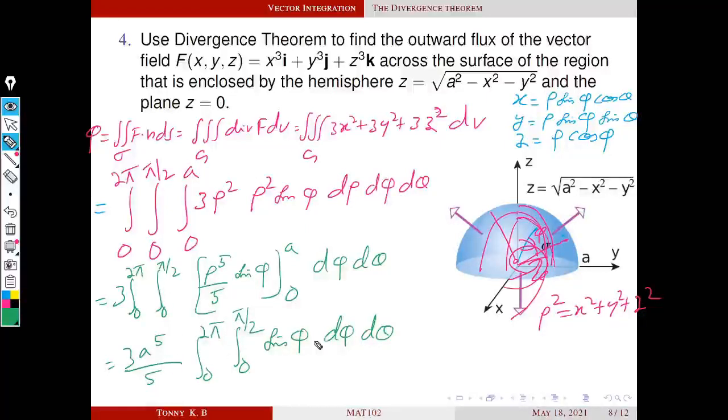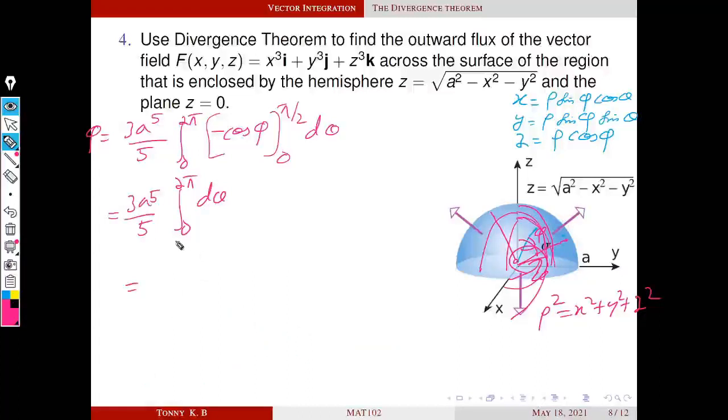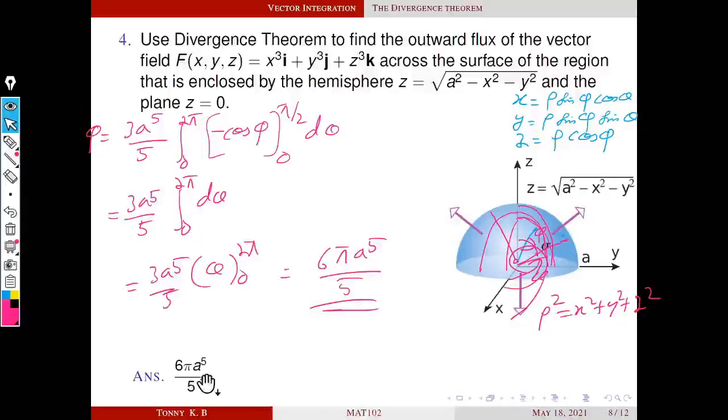Next we have to integrate with respect to phi. The integral of sine phi is minus cos phi. And what about cos pi by 2? Cos pi by 2 is 0 and cos 0 is 1. Upon simplification, this becomes 1. Then next we have to integrate with respect to theta. So this is 3 a raised to 5 by 5 theta from 0 to 2 pi. This becomes 2 pi, and 2 pi into 3 is 6 pi. So 6 pi a raised to 5 by 5 is the total flux.